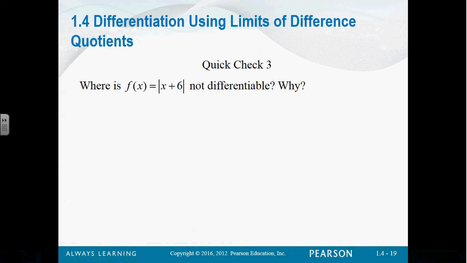All right, so where is the function absolute value of x plus 6 not differentiable, and why? Anybody got any ideas? At x equals some value, that function is not differentiable. If we were to graph it, let me help you out. It'll look like that. So at x equals negative 6, there's a sharp turn. Therefore, it is not differentiable at x equals negative 6.